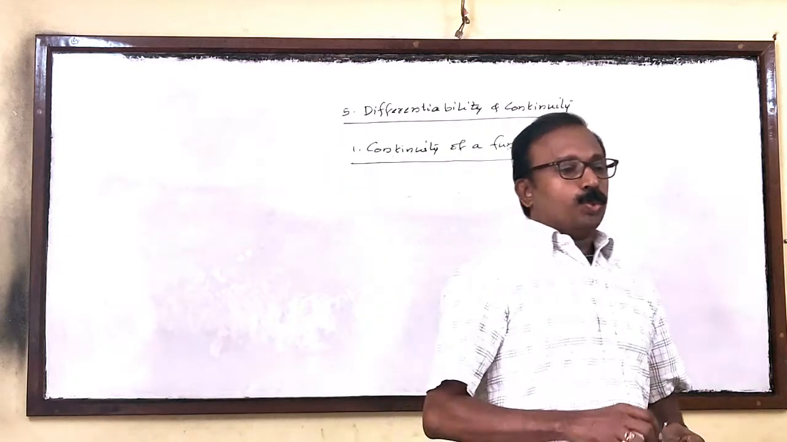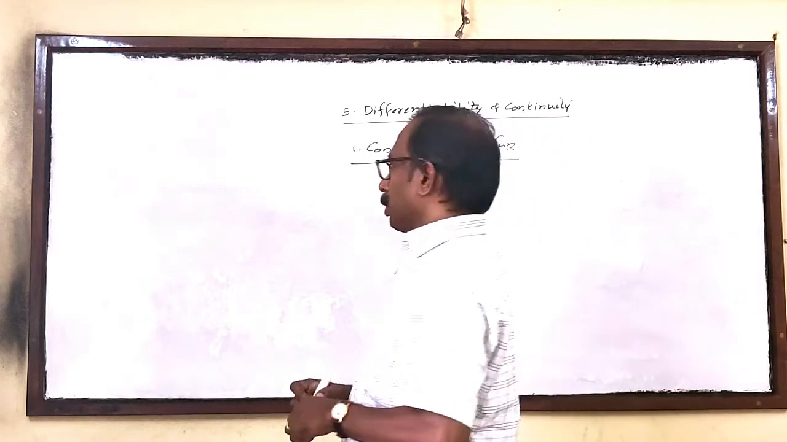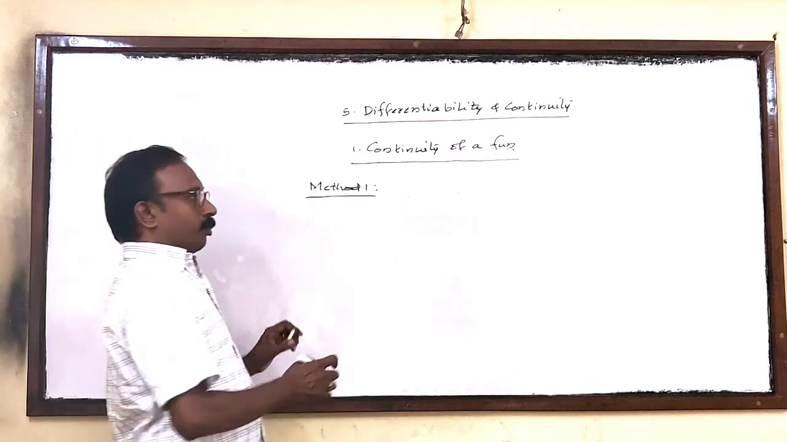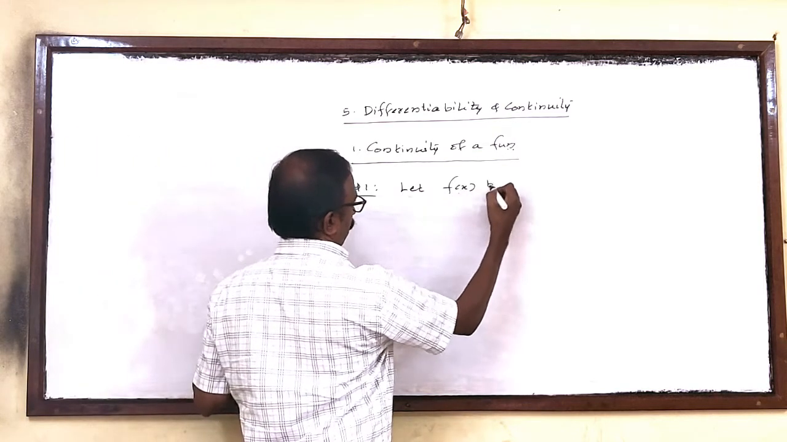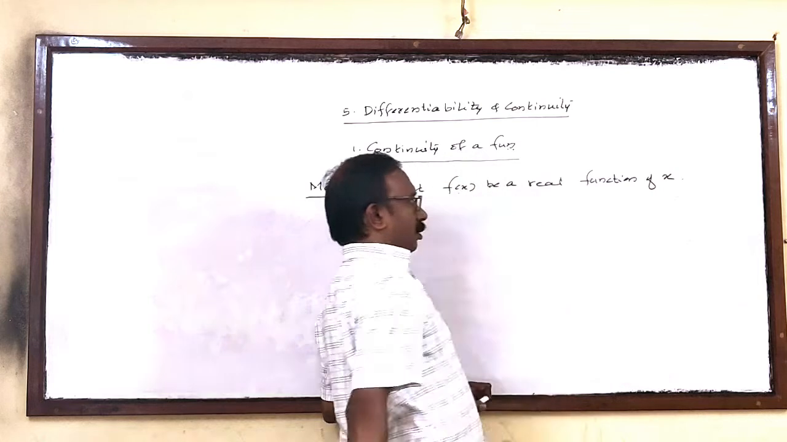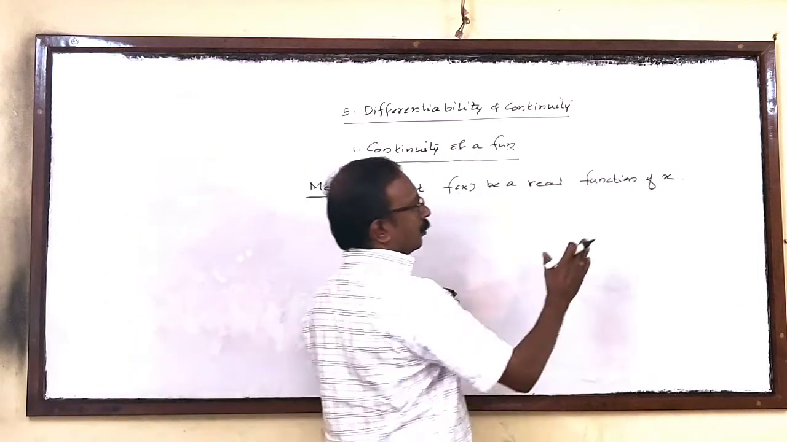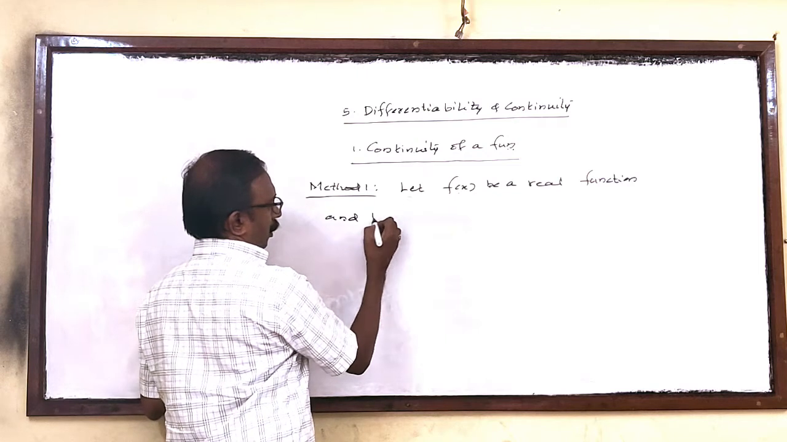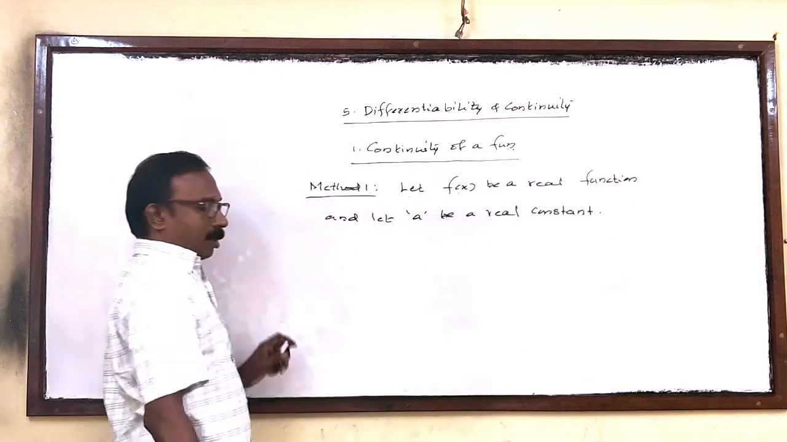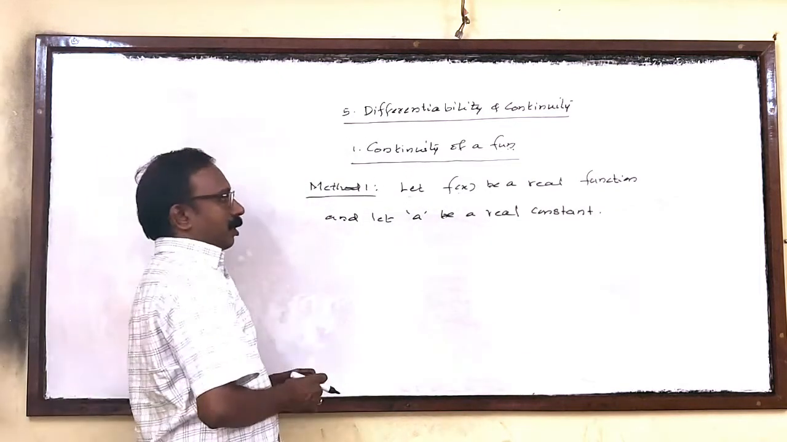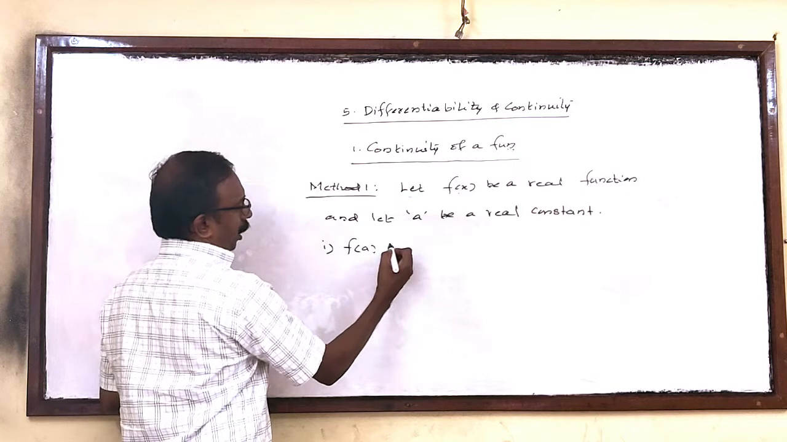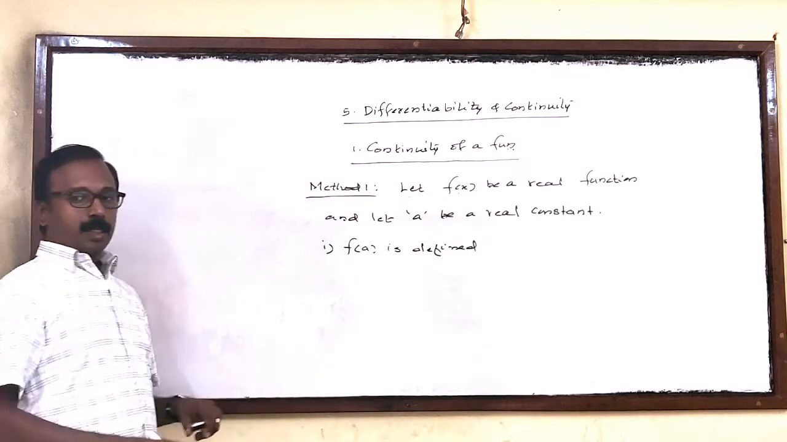There are two methods to find the continuity of a function. First method, method 1: let f of x be a real function and let a be a real constant. Now the function f of x is continuous if the first condition, f of a, is defined.